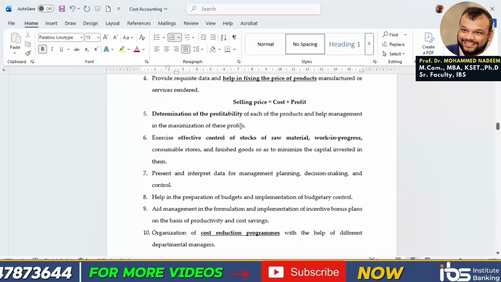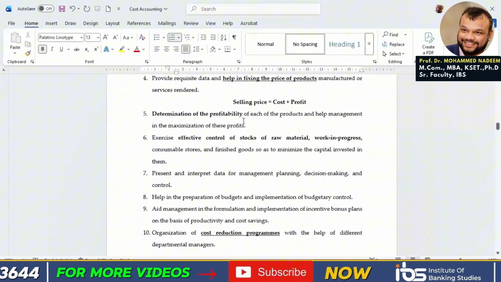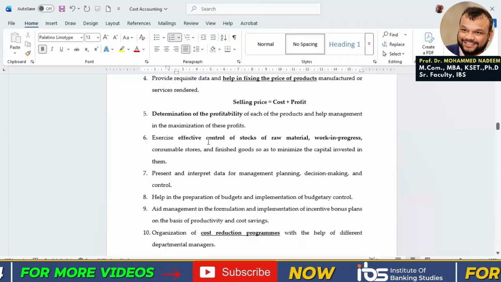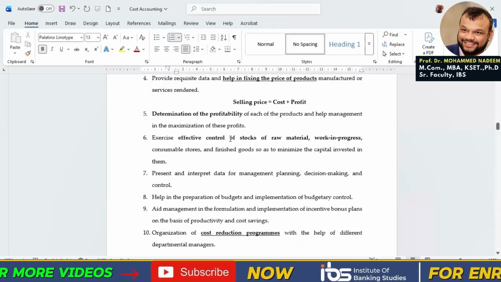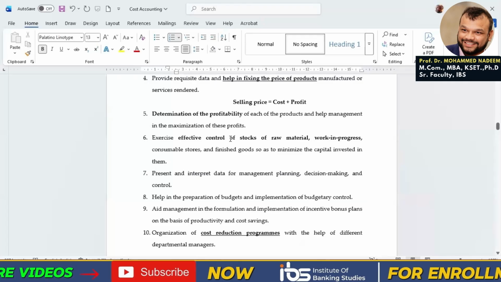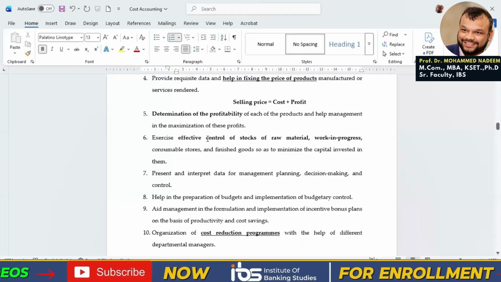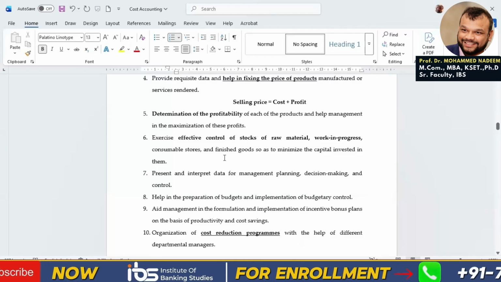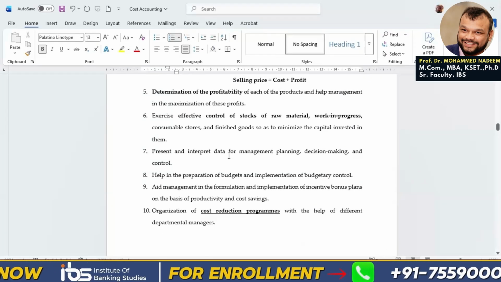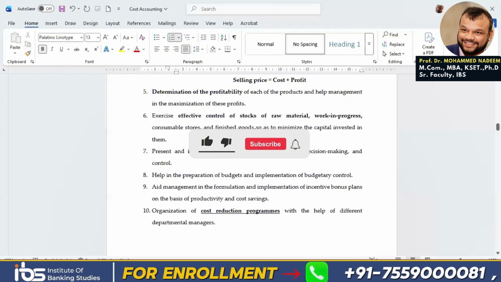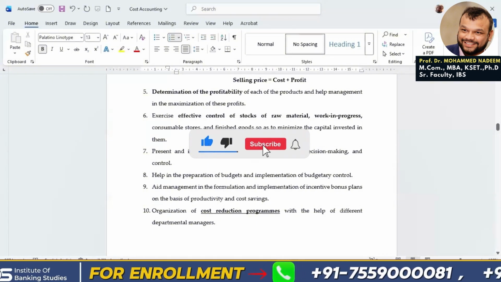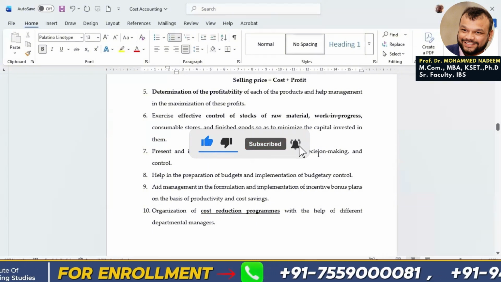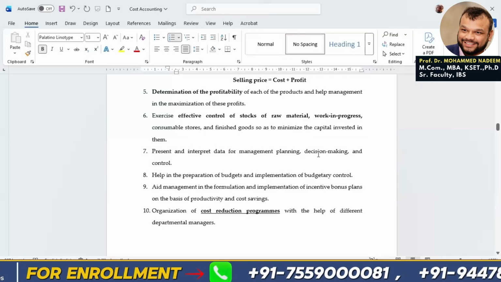As it is telling you the stock and wastage of material, definitely you'll go for controlling it, right? Yes or no? So this cost accounting will help you to control the stock of raw material. And it presents and interprets data for management. This will help management in planning, decision making and control.